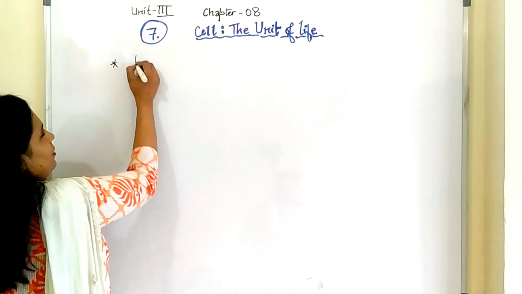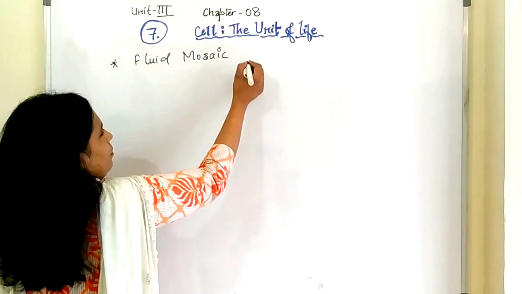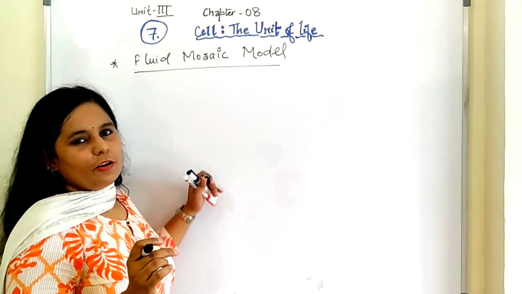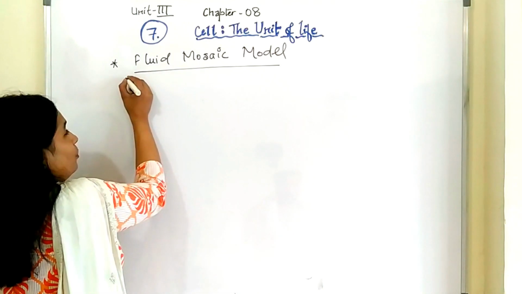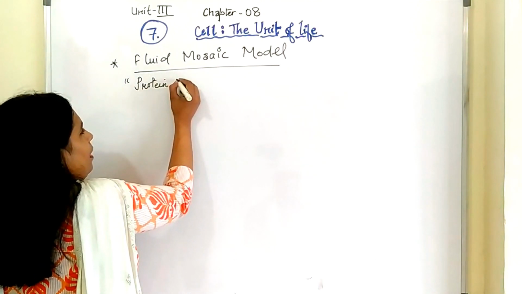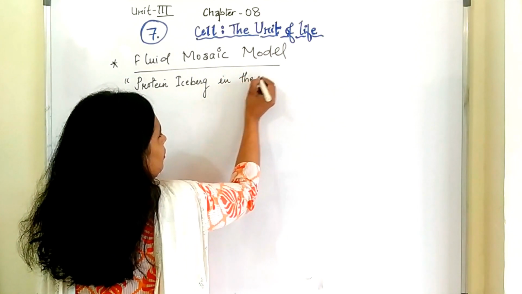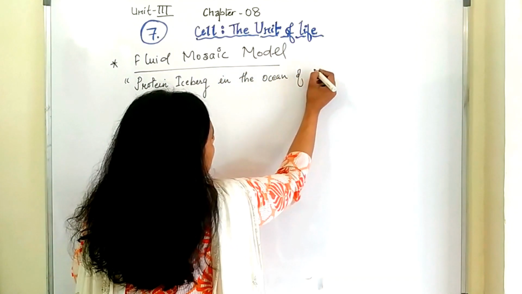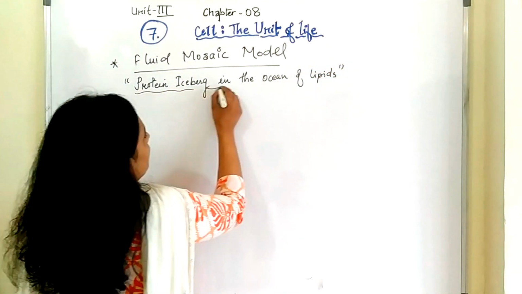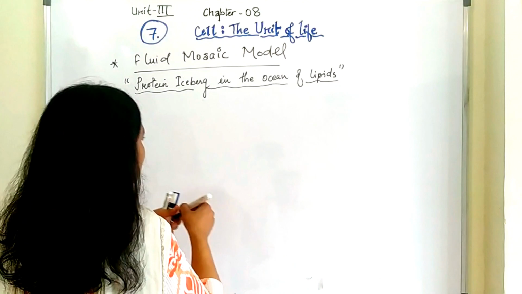Today's topic is the fluid mosaic model. This was the most acceptable model of the plasma membrane. It can also be quoted as protein icebergs in the ocean of lipids. Just remember, once I teach you about the structure, you will understand the meaning of this quote.